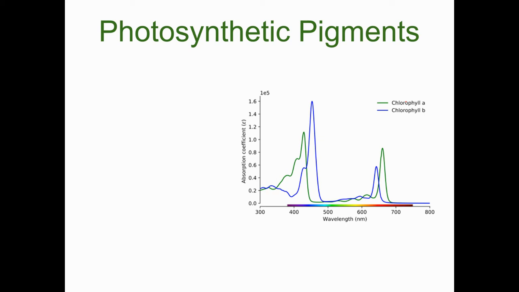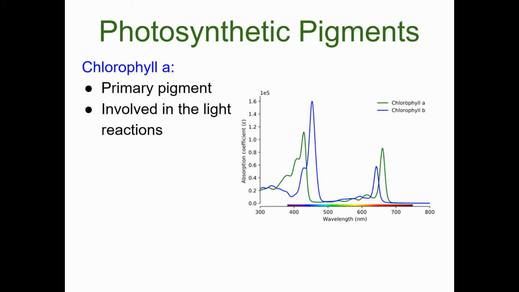So we're going to discuss three, and here on the graph to the right, we see two. The first one we're going to talk about is chlorophyll A. This is a primary pigment in plants. It's involved in the light reactions. This pigment is a blue-green pigment. So if we find it on the graph over here, it's the green line. It peaks right here, and this is the absorption coefficient. And then it also peaks over here.